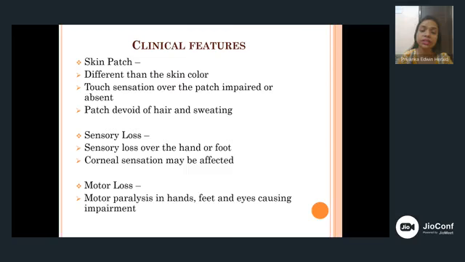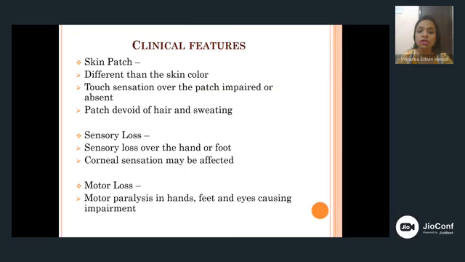And a very important part: if you see a patch on the patient's skin, then we check the patch sensation with the point of a simple ball pen. If we touch the skin in the area of the patch and the patient doesn't feel that touch, then we say that sensation is lost in that area. So, skin patch with definite loss of sensation. And third, the patch is also devoid of hair and sweating. So these are the three main features of the skin patch. Then secondary, as leprosy involves peripheral nerves, there has to be a sensory loss.